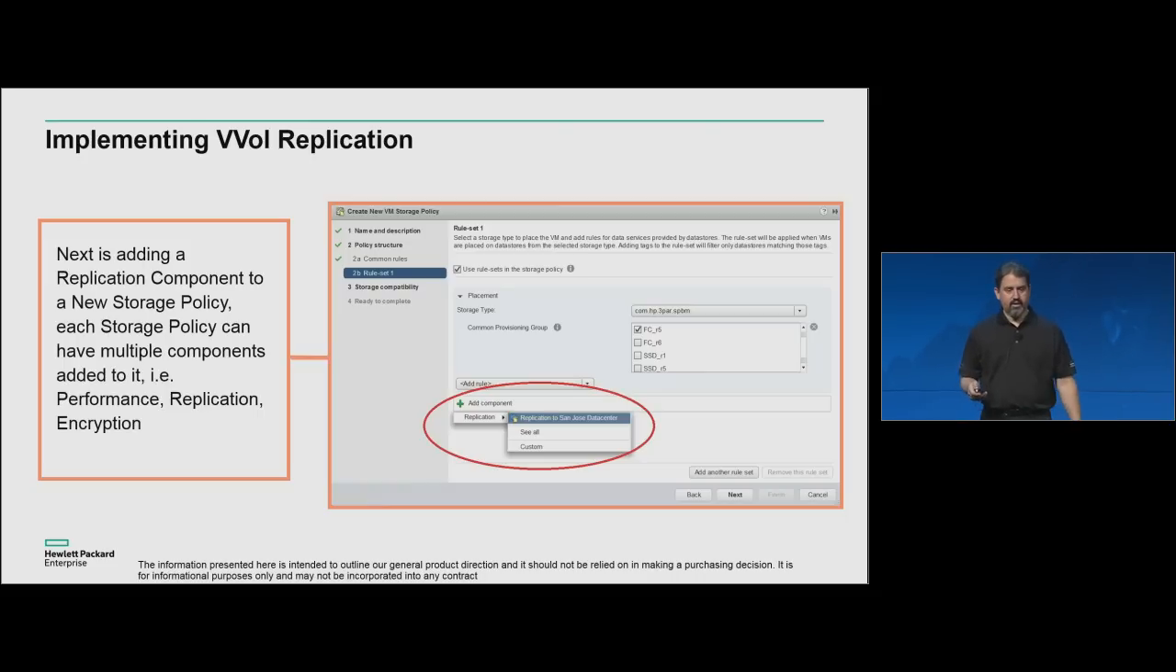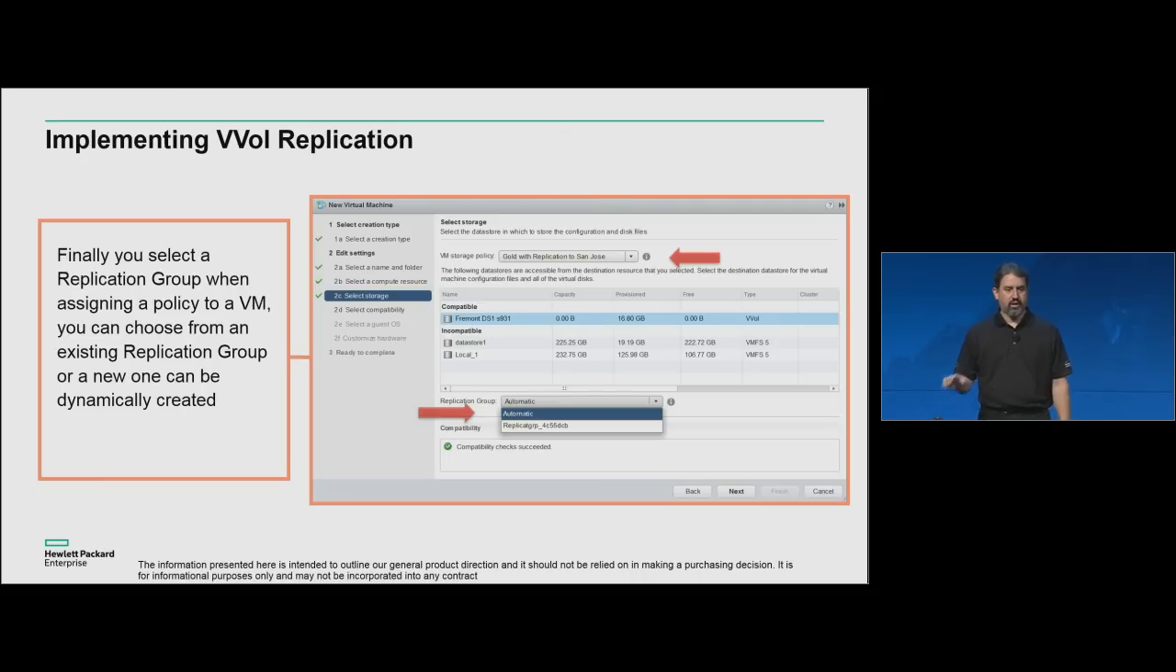Once that's there, when I'm creating a VM, I choose my storage policy, and below that there's a replication group. There, I choose a replication group, or it can be dynamically created if it's automatic. Then that VM will be part of that group, and we'll be replicating, however the components in that are defined, to whatever other destination is set up there.